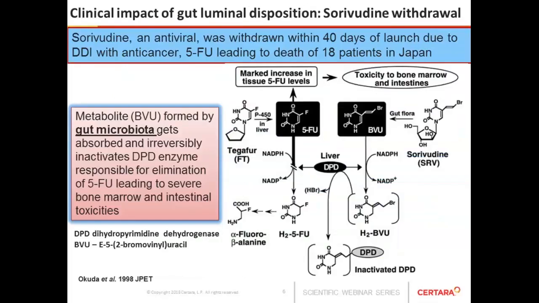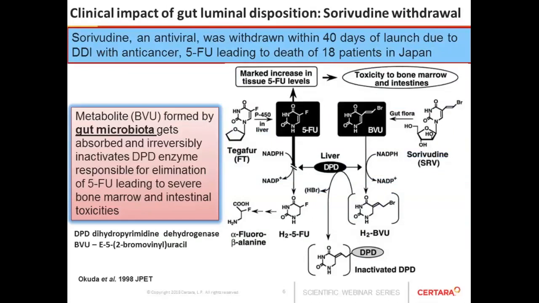So this is an example of a drug, sorivudine, an antiviral drug that was introduced in Japan in the early 1990s. It was withdrawn within 40 days of approval because of a lethal drug-drug interaction with the anti-cancer drug tegafur, which is a prodrug of 5-fluorouracil, because it led to the death of 18 patients.